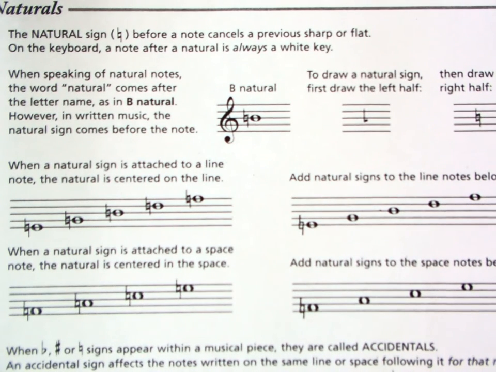So far in this unit we've talked about flats, talked about sharps, and today we're going to talk about naturals. Now remember that a flat sign tells us to lower the pitch of a note. A sharp sign tells us to raise the pitch of a note. So today we have a new thing.